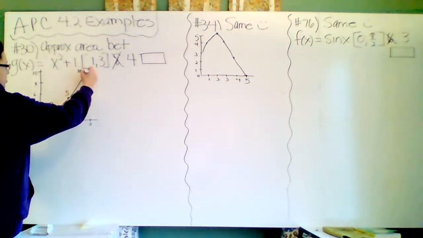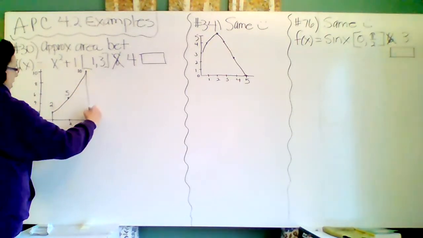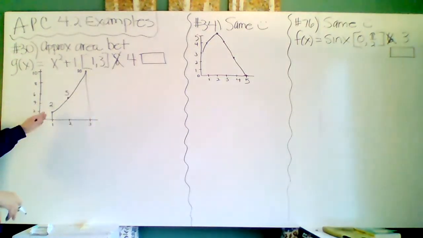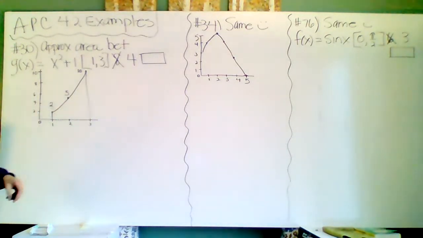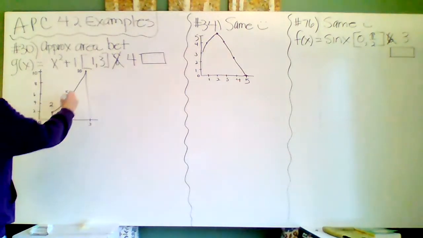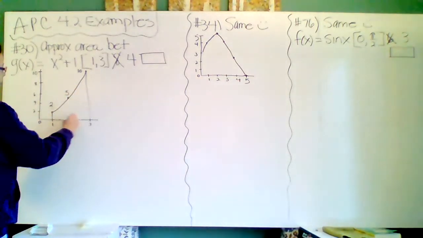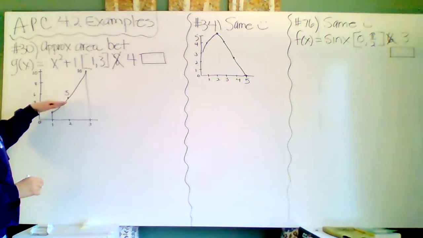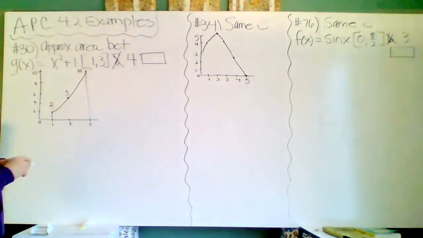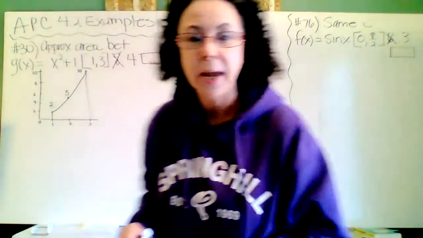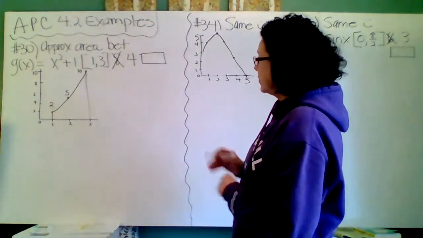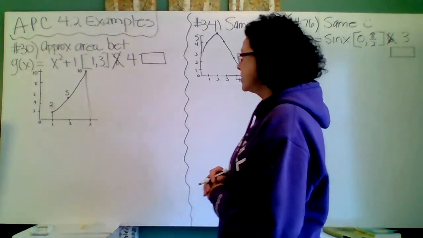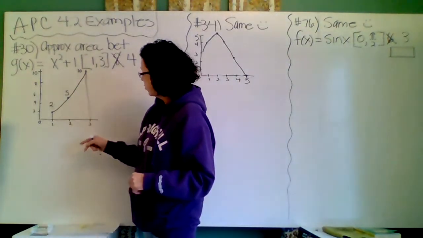So I'm just going to put a vertical line on the left and on the right so I can see what area I'm talking about. They are asking us to estimate this area between this parabola and between the x's of 1 and 3. And they want us to use 4 rectangles. So I set up the graph. Now the next thing I'm going to do is divide this space into 4 rectangles.